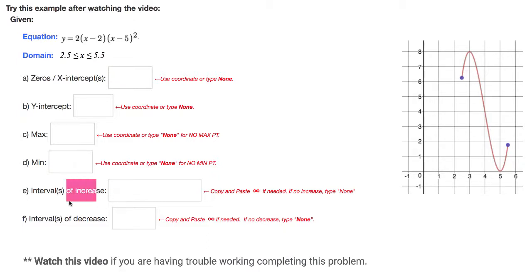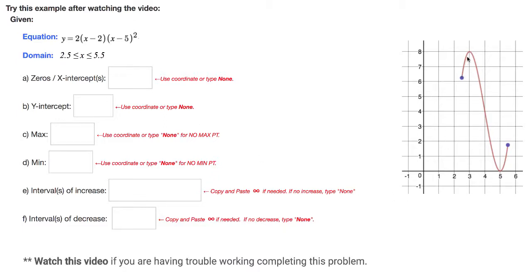Last of all, you're looking for intervals of increase or decrease. The interval of increase is when the graph is going up. You always start from the left and work your way across the graph to the right. So when you start on the left here, the graph does go up between these 2 points. Now this interval of increase is only the x values of these values on the graph. So this is at 2.5, and you can know that by the domain where it starts, 2.5.